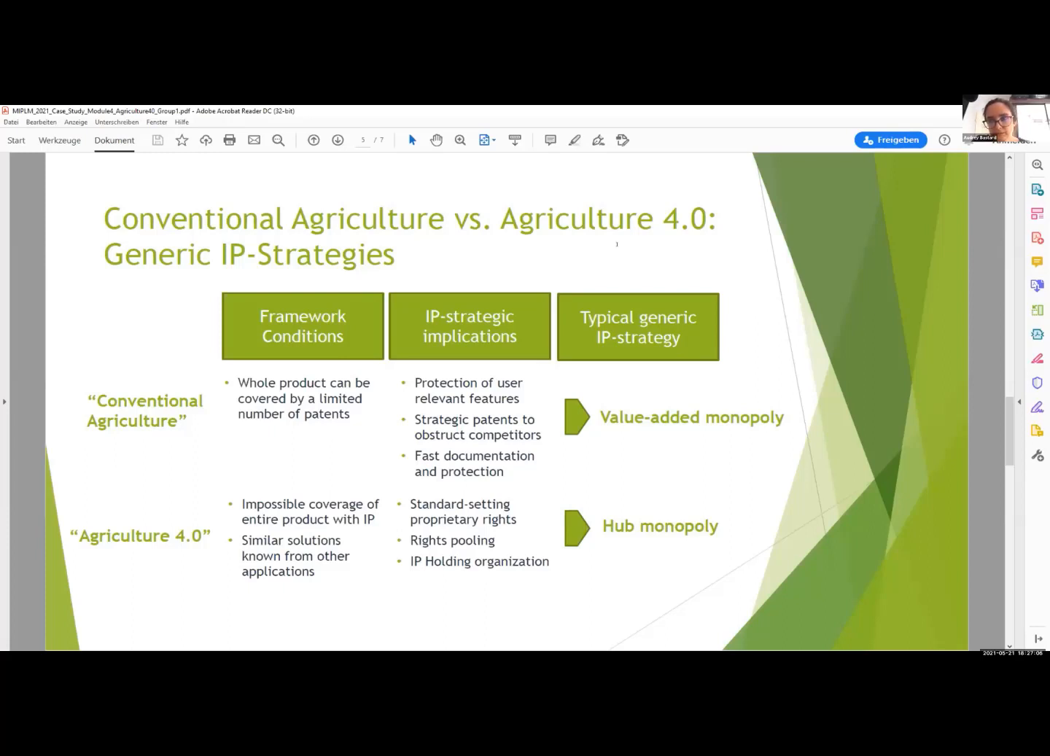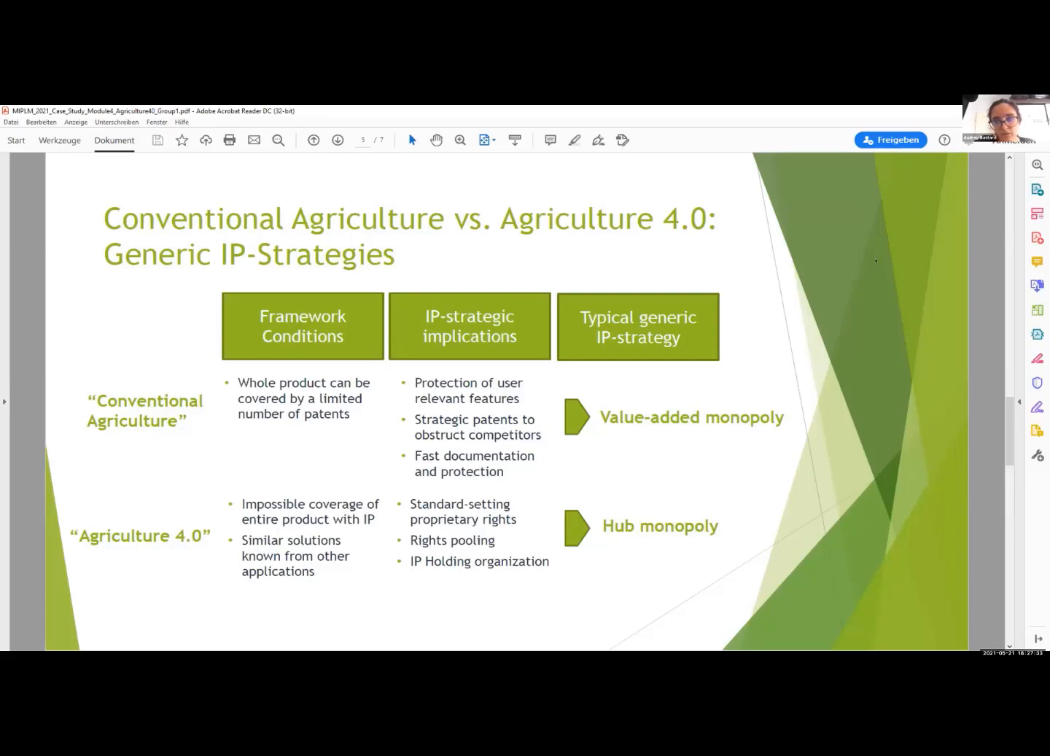Therefore, it's impossible to cover the entire product with IP. And we can also have similar software or non-solution from other applications. Regarding IP strategic implications for conventional agriculture, they protect user-relevant features, and they also file strategic patents to block competitors with fast documentation and protection.